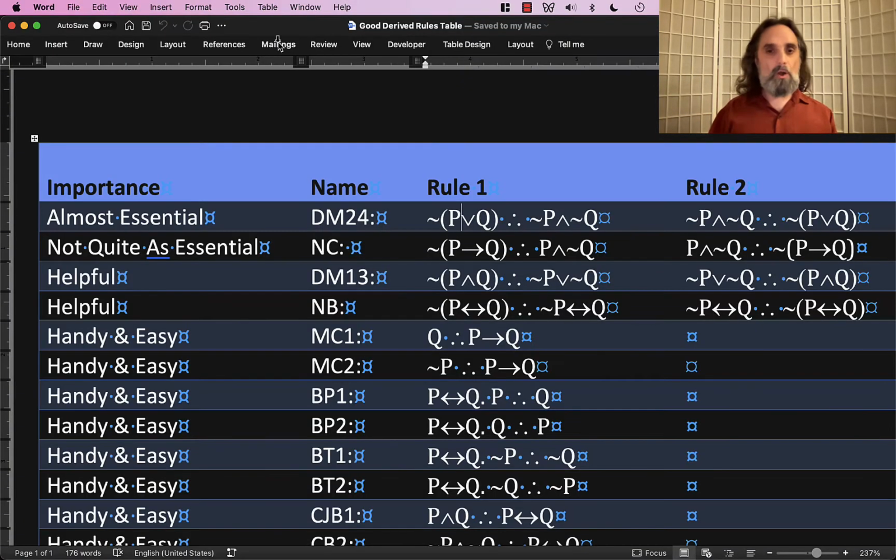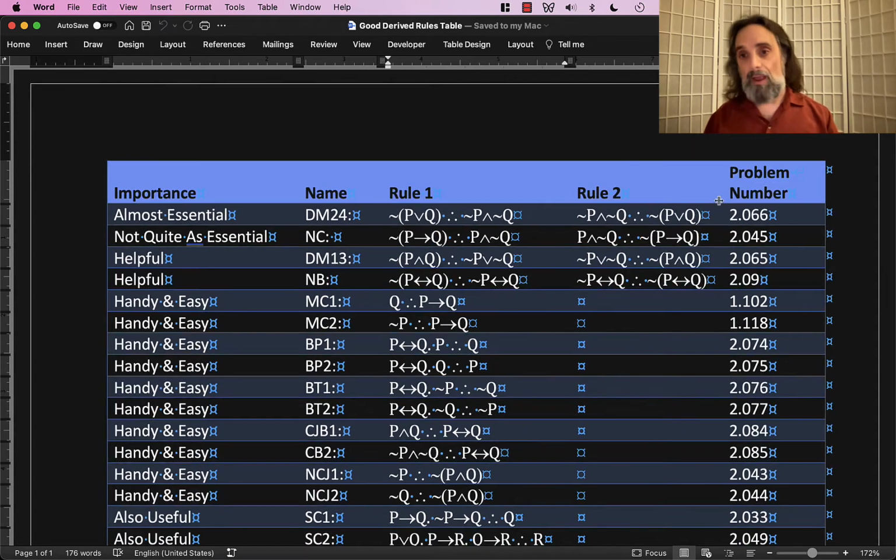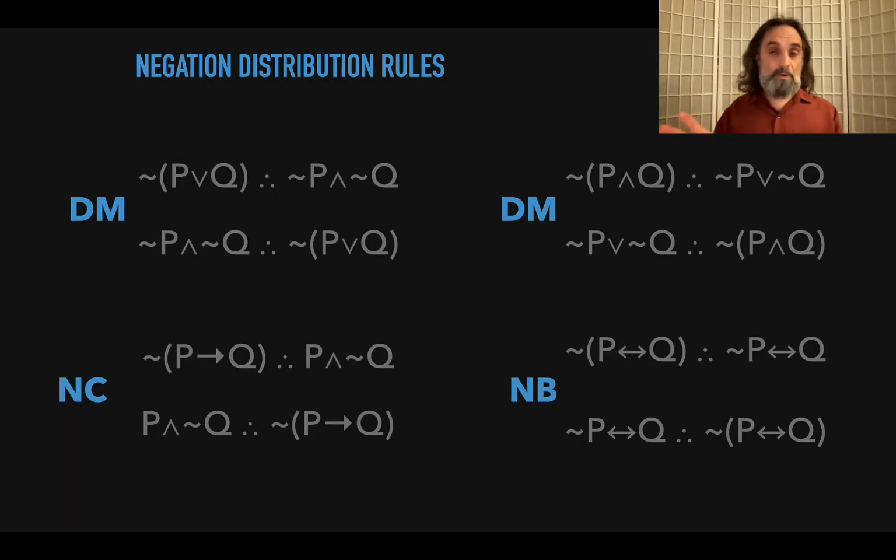And these are all listed in this good derived rules table, and these 4 are right at the top because they're super useful, and we have their problem numbers listed over here as well. So that should actually be 240. So these are super useful rules.